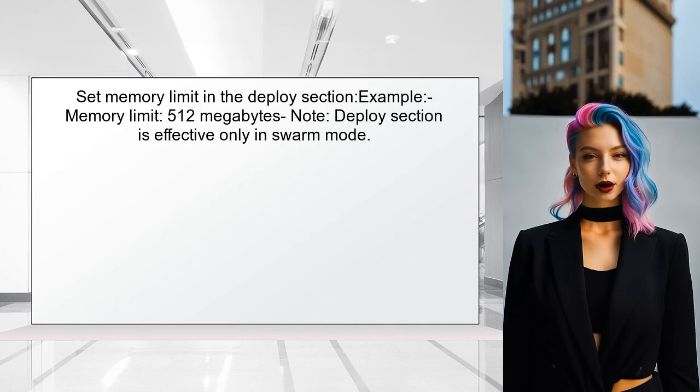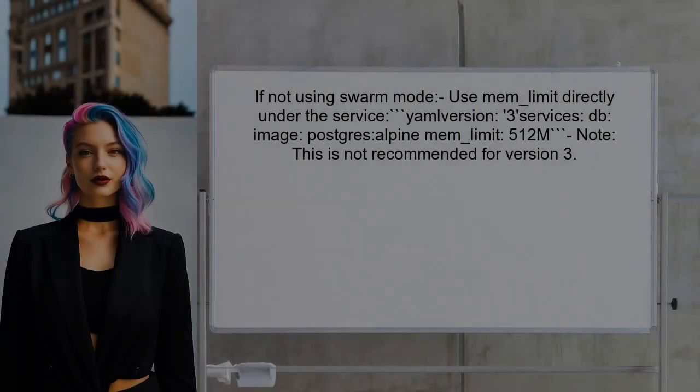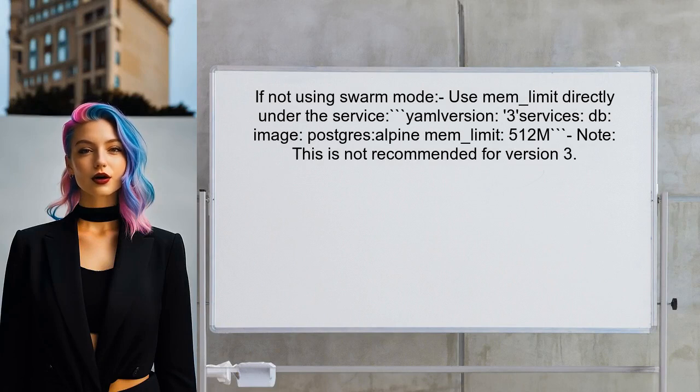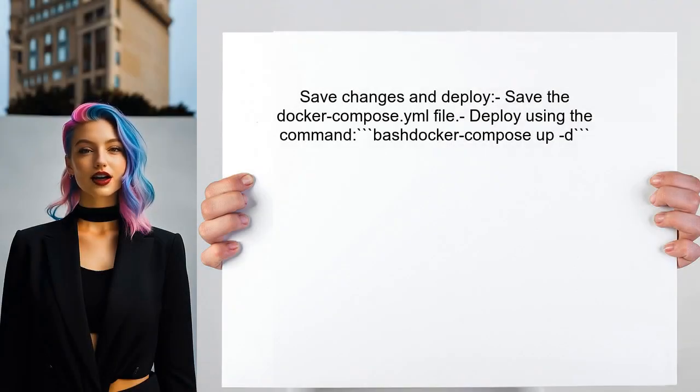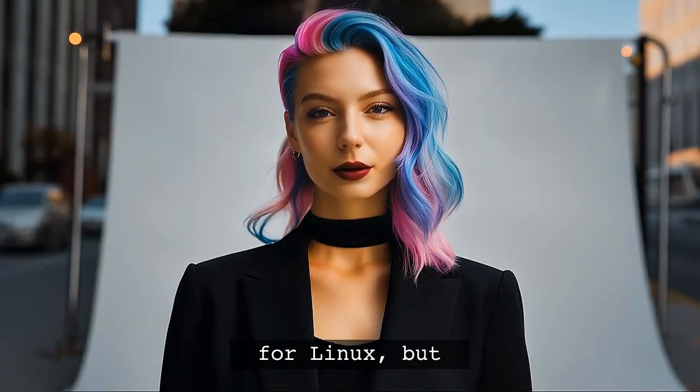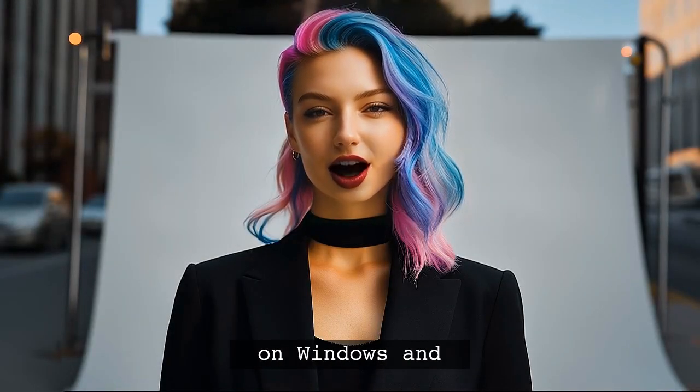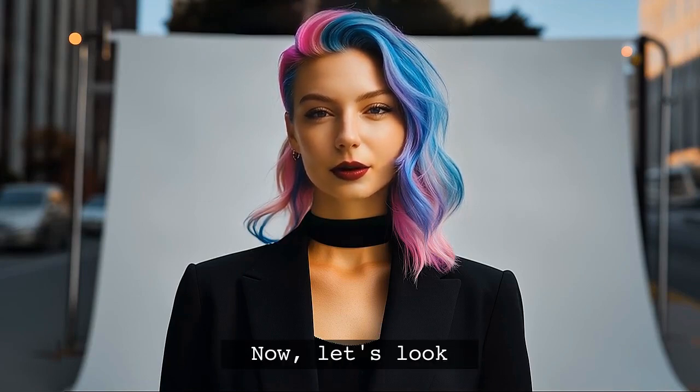It's important to note that the deploy section is only effective in swarm mode. If the user is not using swarm mode, they can still set memory limits using the memlimit option directly under the service definition. However, this is not recommended for version 3. Finally, the user should save the changes to their docker-compose.yml file and deploy the updated configuration using the docker compose command. Fun fact, Docker was originally developed for Linux, but now it runs on Windows and Mac too. It's amazing how technology evolves.